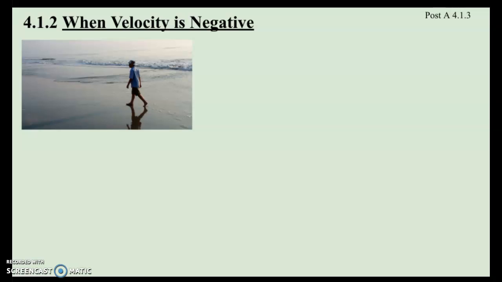Yeah, so up until this point, we've always assumed, or we've been given, a positive velocity, meaning that we're always walking in the same direction, to the right. What happens when we throw in a negative velocity? So I want you in your mind to imagine what a negative velocity graph would look like.